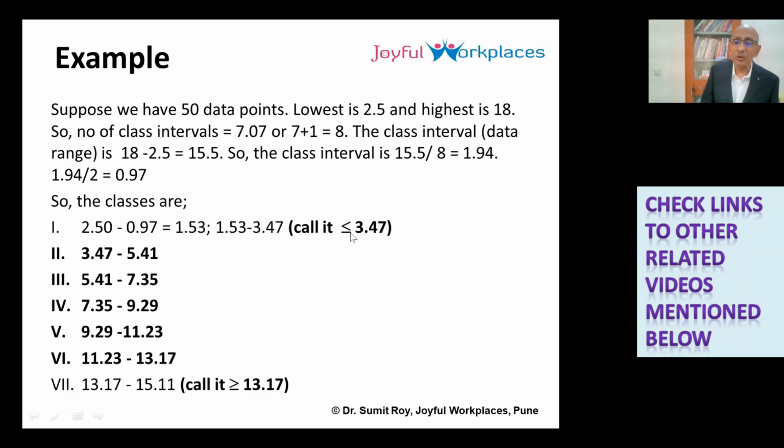तो ये क्लास को मैं क्या कहूंगा? लेस देन इक्वल टू 3.47. 3.47 क्या है? अपर बाउंड्री ऑफ द लास्ट क्लास. कहां से मिला? 1.53 से मैंने ऐड किया 1.94, तो मुझे 3.47 मिला. मतलब हमारा जो एकदम पहले वाला क्लास है, पहला क्लास है, उसको मैं कहूंगा क्लास इंटरवल. It is all data which will be falling below or equal to 3.47 will be put under this. Then बाकी बहुत ही सिंपल है.